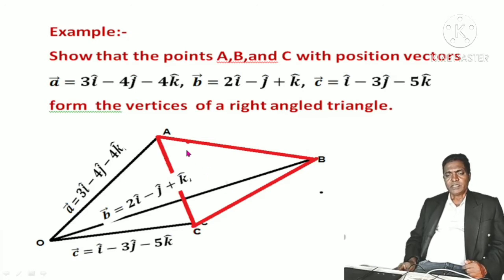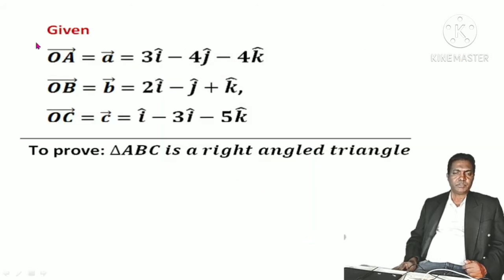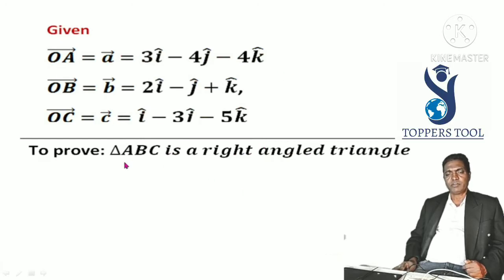So here A, B, C are the points, and you are given position vectors. Position vector of A is given, means you are given OA vector. Vector b means position vector of the point B, means you are given OB, and vector c means it is position vector of the point C. So OC is given. Now you have to find what is AB vector, BC vector, and AC vector. Here what is given are position vectors. Now you have to prove that triangle ABC is a right angled triangle.